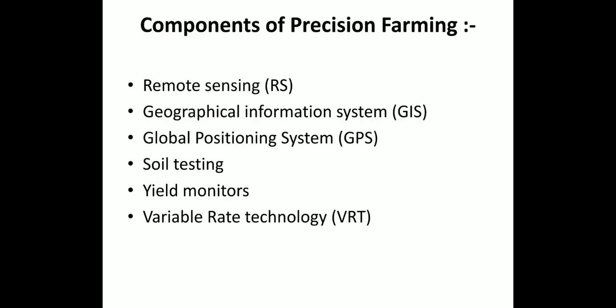Next, we can see the components of precision farming. The major components are remote sensing, geographic information system, that is GIS, global positioning system, that is GPS, soil testing, yield monitoring or yield monitors, and variable rate technology.